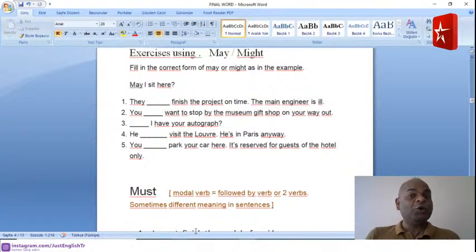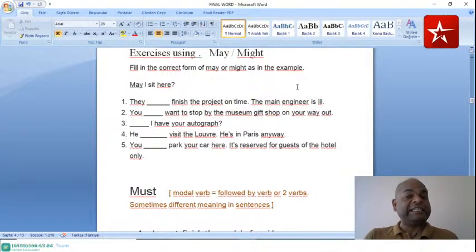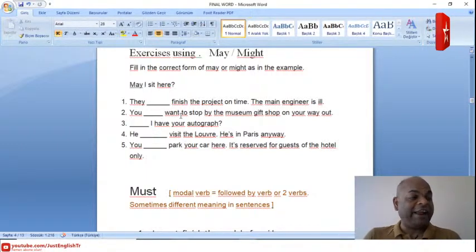The exercise is all about may or might. Fill in the correct form of may or might as in the example. All right? Now the example is here for you. May I sit here? All right? Yes, you can see it very clear. Great. Now let's start. We have 5 sentences, guys. Let's do number 1.